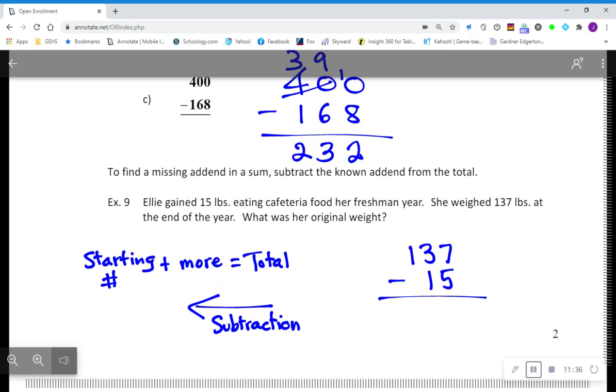So I've got the subtraction set off on the side over here. 5 taken away from 7 gives 2. And 1 from 3 is also 2. And then 0 from 1 is just 1. So she used to weigh 122 pounds when she started her freshman year. Okay.